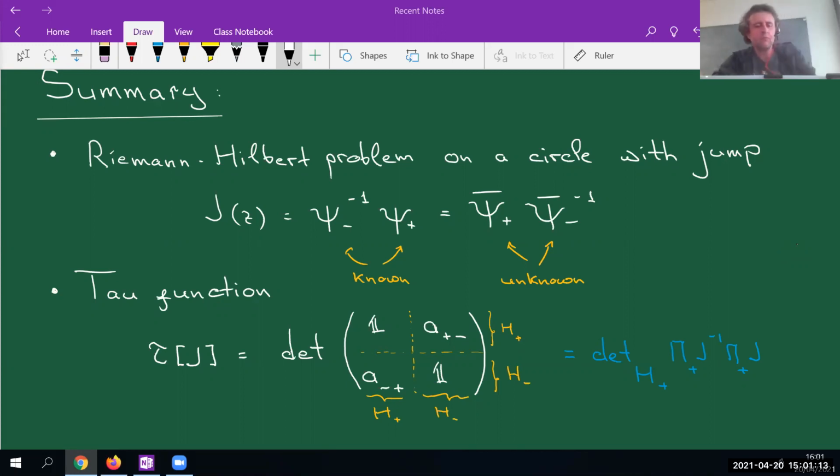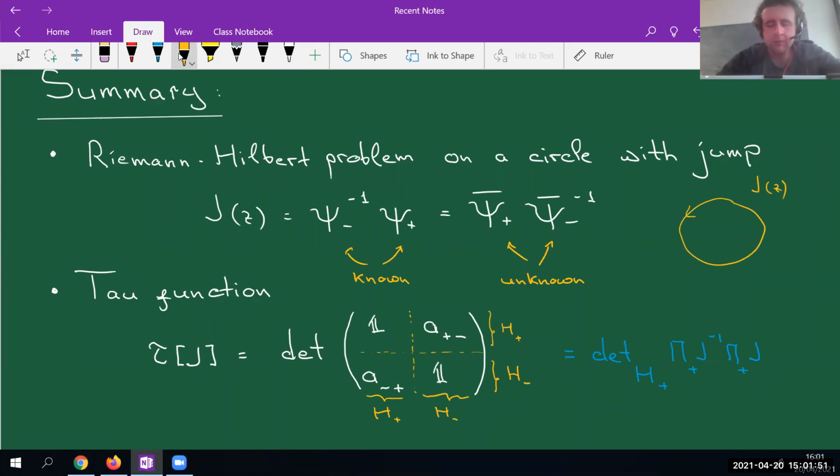So today I will continue what we have started the last time. So the last time we have considered a Riemann-Hilbert problem set on a circle, and this Riemann-Hilbert problem was characterized by a jump matrix J, which was supposed to be smooth, but otherwise there were no constraints on it.